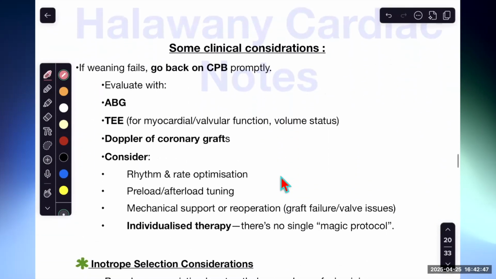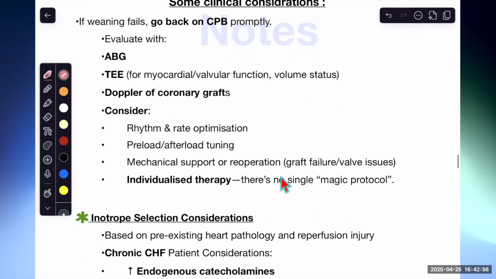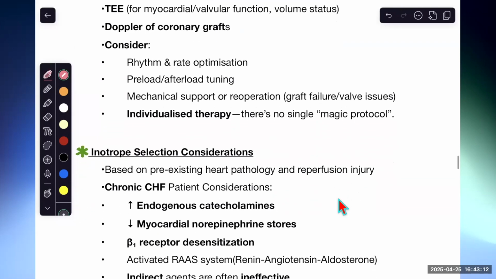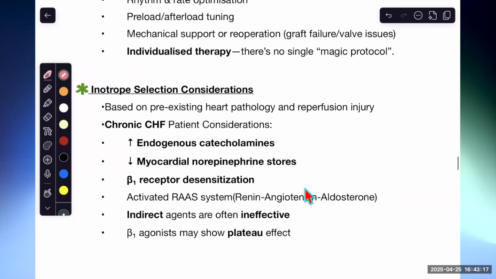Some clinical considerations. If weaning fails, what should we do? Go back on cardiopulmonary bypass and then evaluate with ECG, TEE, and Doppler of the coronaries. Consider the rhythm, preload, afterload, mechanical support, and then individualize your support. There is no single magic protocol. So I will think about what to give, as I told you, sometimes based on pre-existing heart pathology and reperfusion.